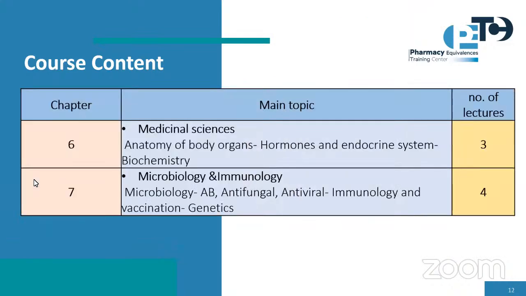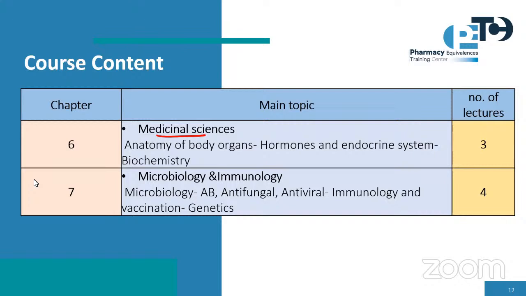The next chapter will be about medicinal sciences. We will cover the anatomy, physiology, and histology regarding paper 1, and some other topics regarding the endocrine system, the hormones, and biochemistry, and other topics like anemia, types of anemia, and others in this chapter.